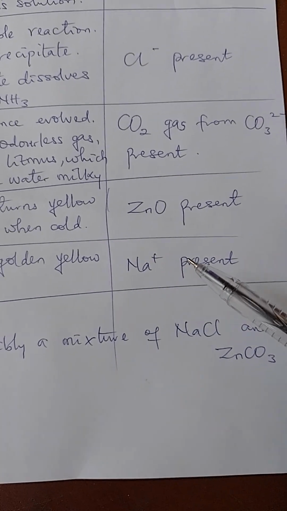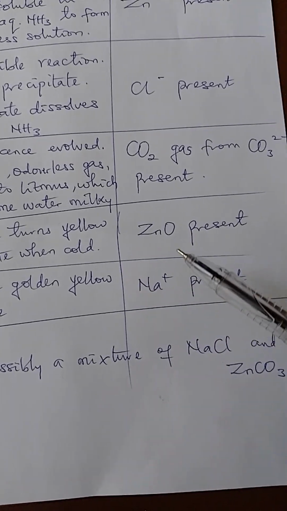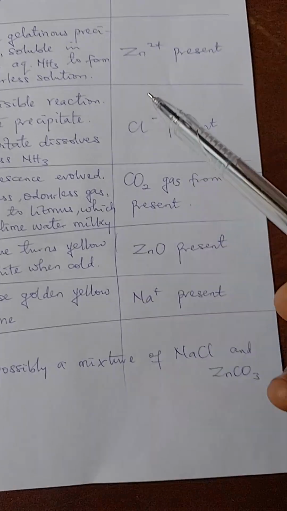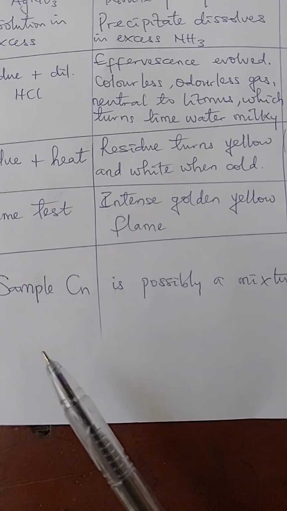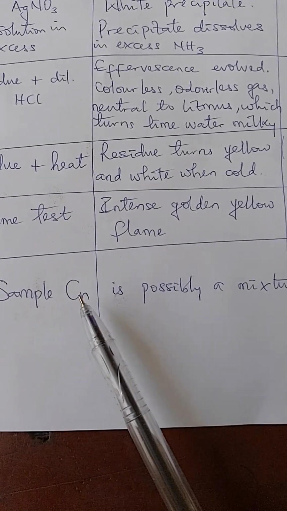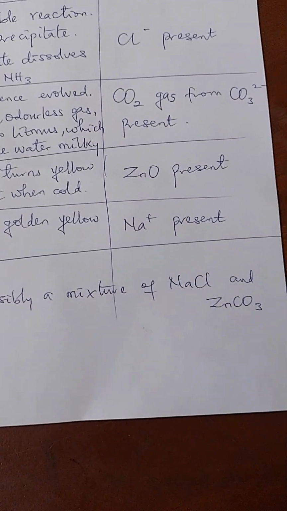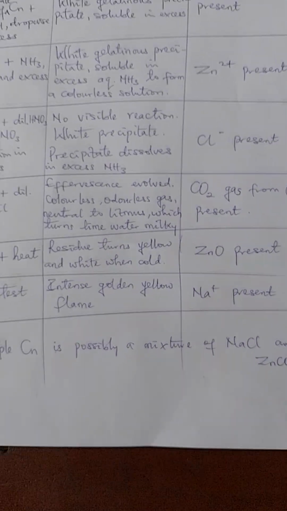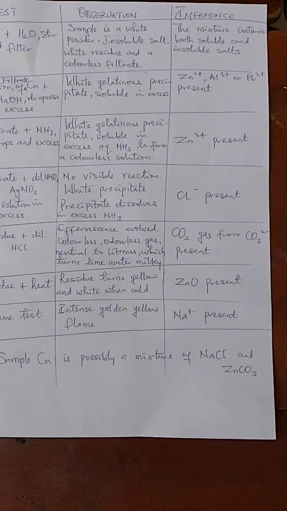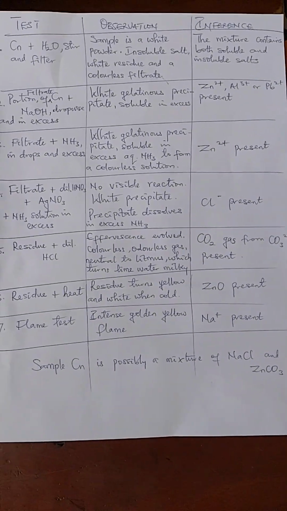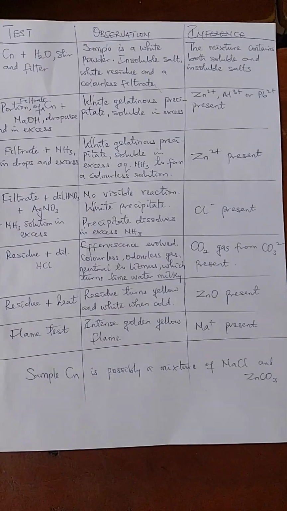From all we have done, you discover that we have sodium here, we have CO2, we have chloride, we have zinc. So at the end of your analysis, you can write: sample, whatever it is, is possibly a mixture of sodium chloride and zinc carbonate. There will be extra mark for writing that prediction at the end. All right, so that is for the qualitative analysis.